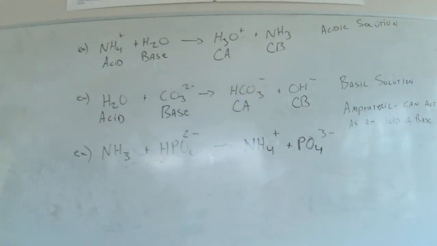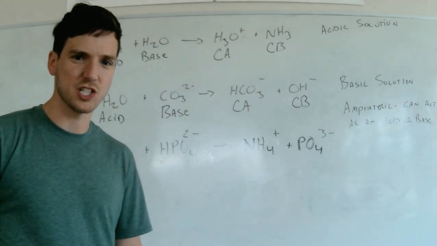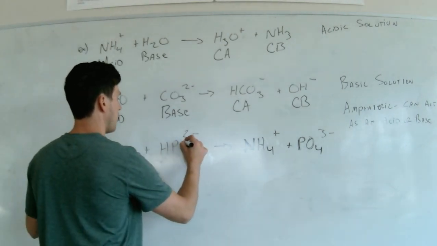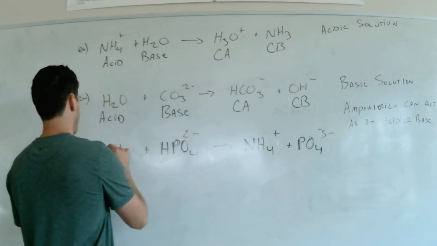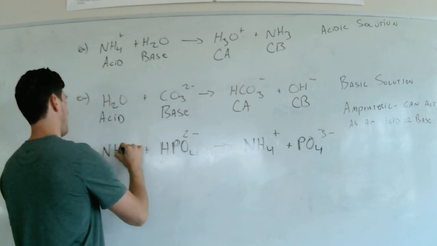So this last one, acid, base, conjugate acid, conjugate base, we've got HPO4 2 minus and NH3.